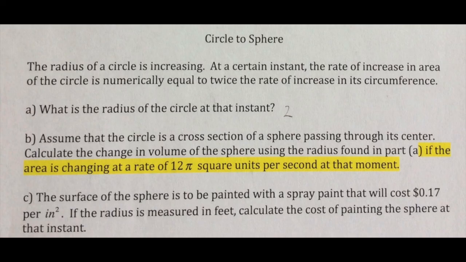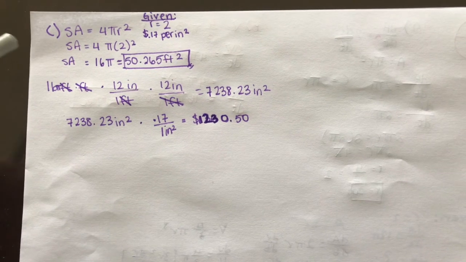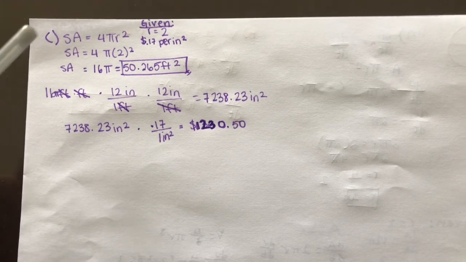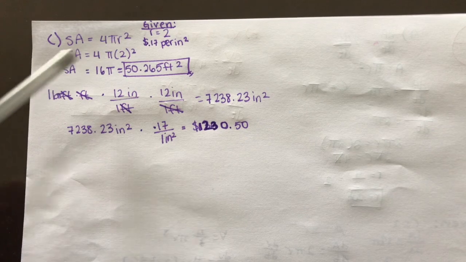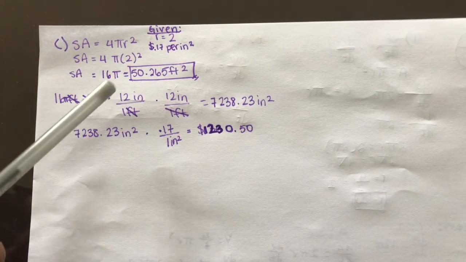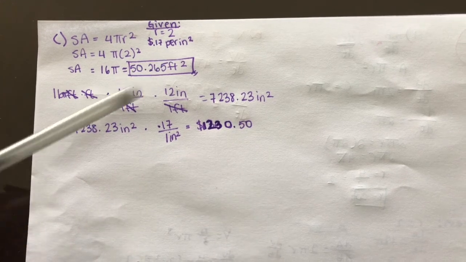C. The surface of the sphere is to be painted with a spray paint that will cost 17 cents per inch squared. If the radius is measured in feet, calculate the cost of painting the sphere at that instant. This part of the problem asks us to find the surface area. The surface area of a sphere is given by the equation 4 pi r squared. Plugging in all our variables, we get the surface area to equal 50.265 feet squared.